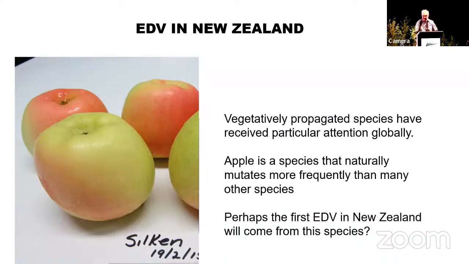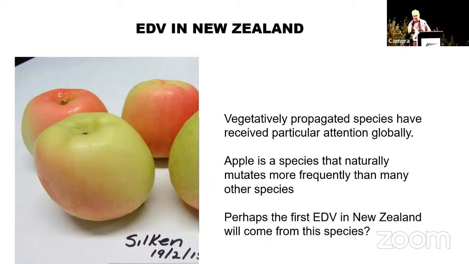Initially there was quite a focus on vegetatively propagated varieties. They've received particular attention, especially around mutations. And for us, apple is a particular species that is important to us economically. There is breeding here. And by coincidence, it naturally mutates quite frequently, perhaps more so than many other species. So we really see potential EDVs in apples through natural mutations.